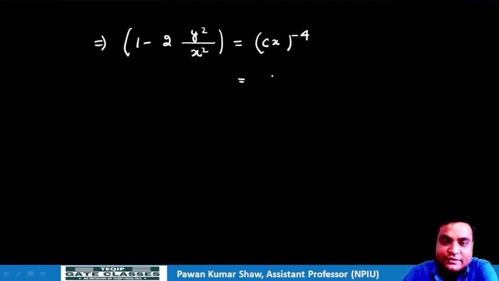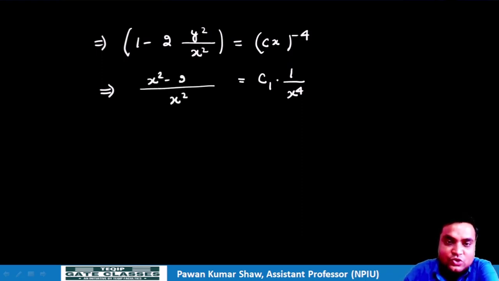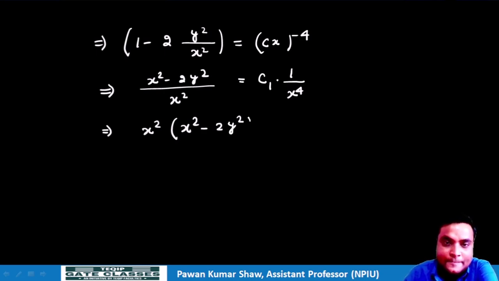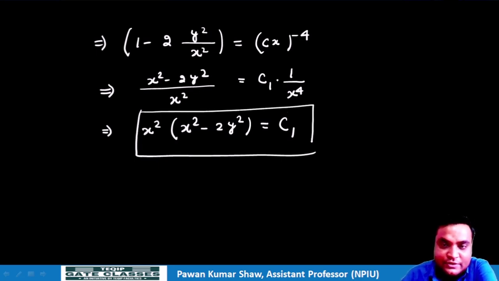So that will be our 1 by c to the power 4, we are assuming a new constant like c1, and here it will be 1 by x to the power of 4. And the left hand side, suppose I am doing the simplification, so we can write it's a x square minus 2y square, and 1 x square will cancel from the left hand side and the right hand side, so we will get x square, because one x square will remain here, so x square into x square minus 2y square is equal to c1. So this is the solution of our given differential equation.